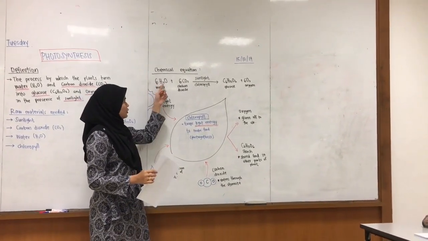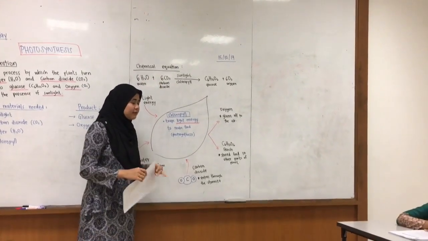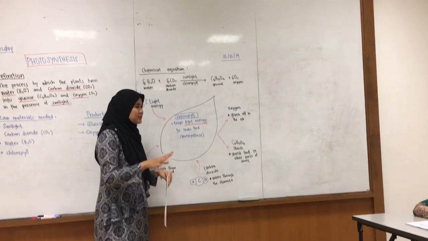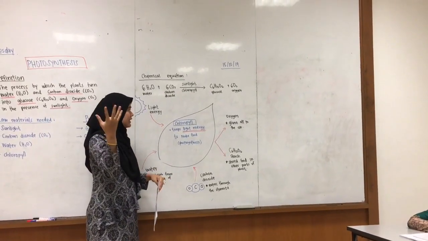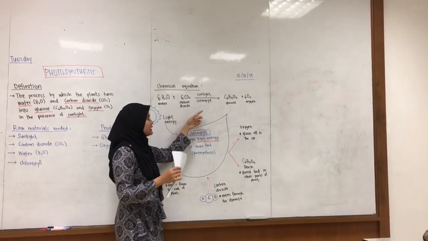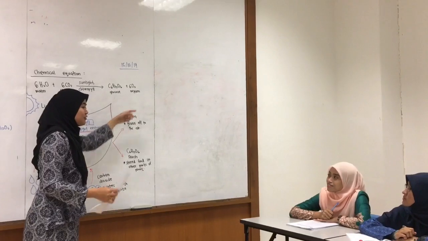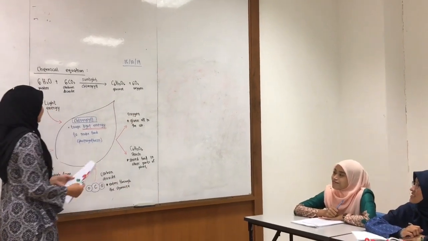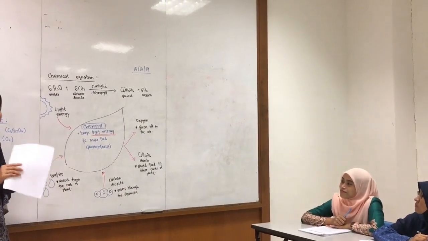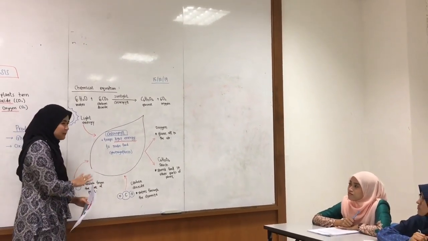Okay. 6 H2O plus 6 carbon dioxide. Where does carbon dioxide come from? From us, from the surroundings. Alright. So in the presence of sunlight and chlorophyll, it will give glucose and also oxygen for us to breathe. This time around, I will only explain briefly how photosynthesis takes place.